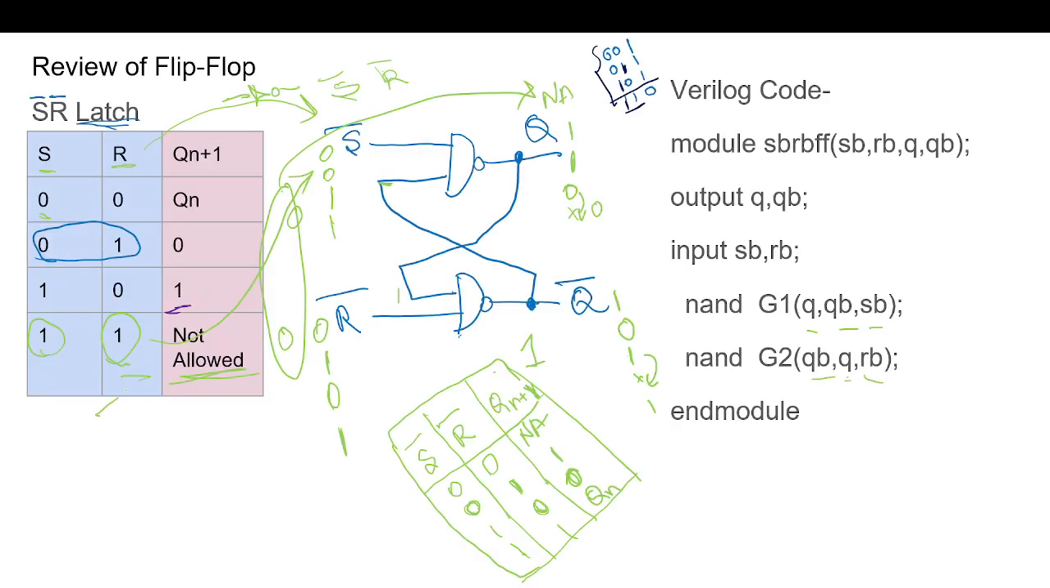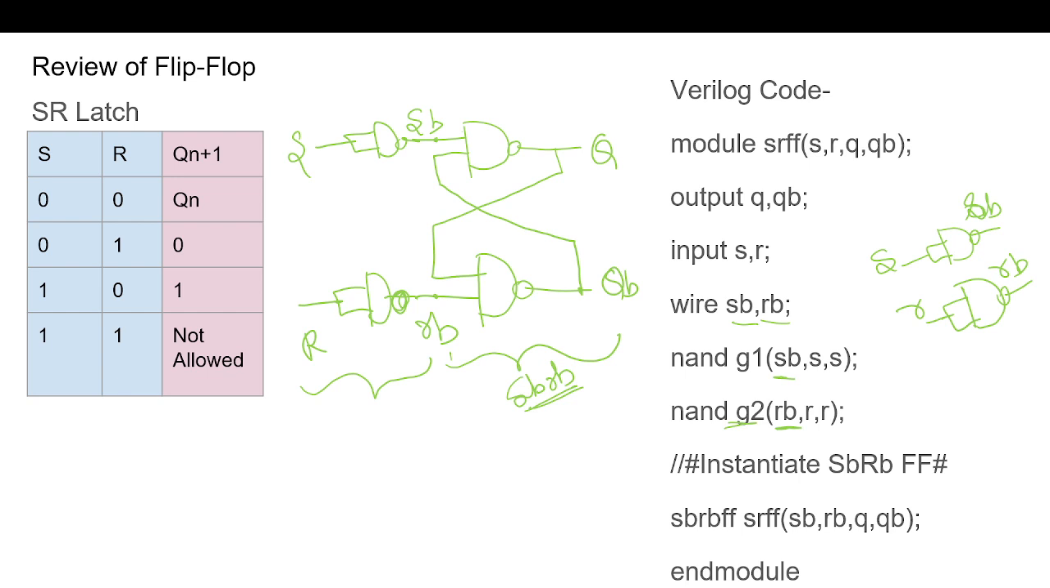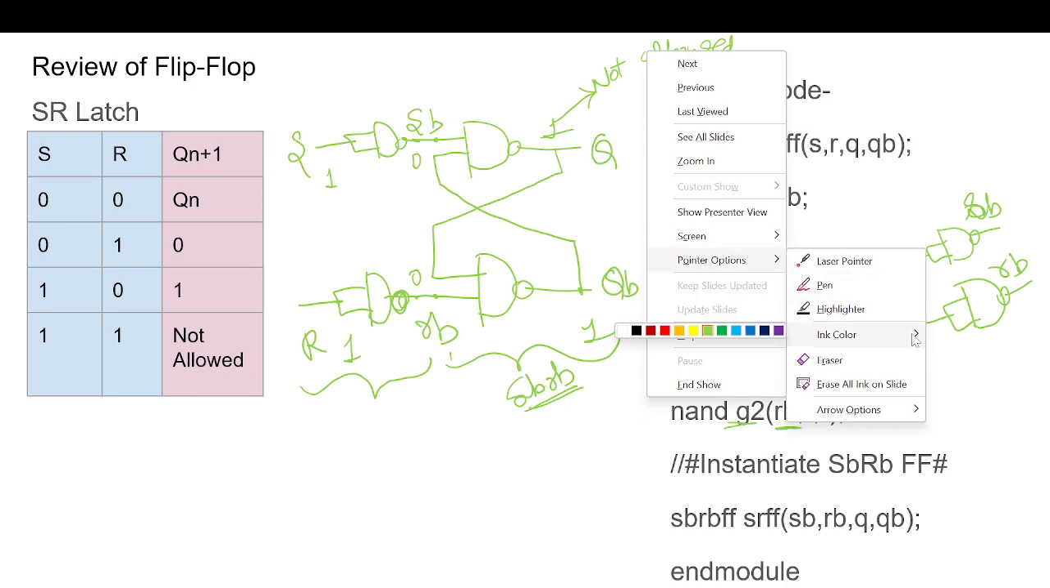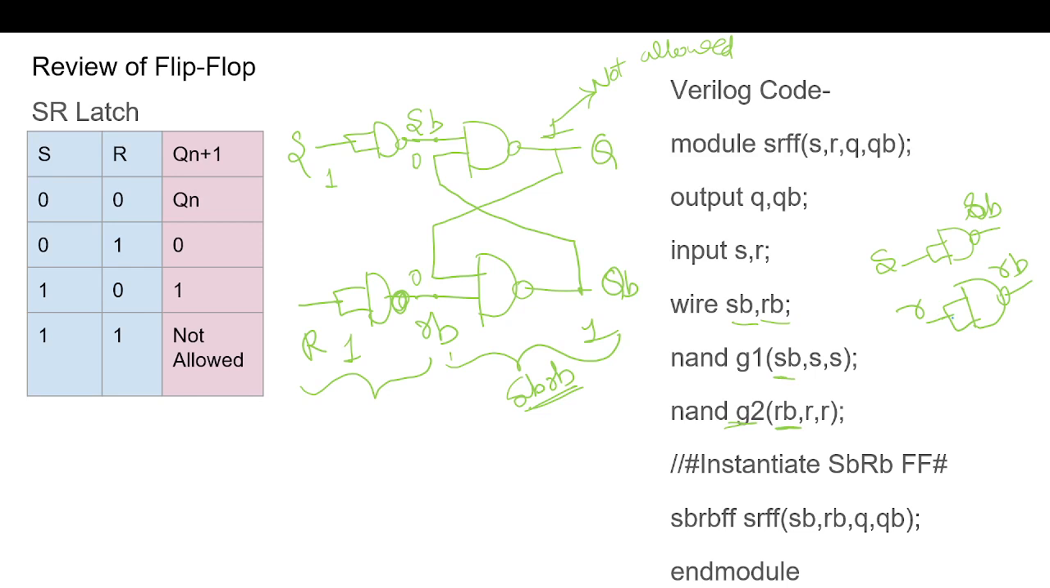And now here, this will be the truth table. Because I have taken the complement, I can directly take it. So, okay, first let us take 1 and 1. If both the inputs are 1, this will be 0, this will be 0, and the output will be 1. So this is a not allowed state. Any doubts? So is the code for the SR latch and S bar R bar latch clear?